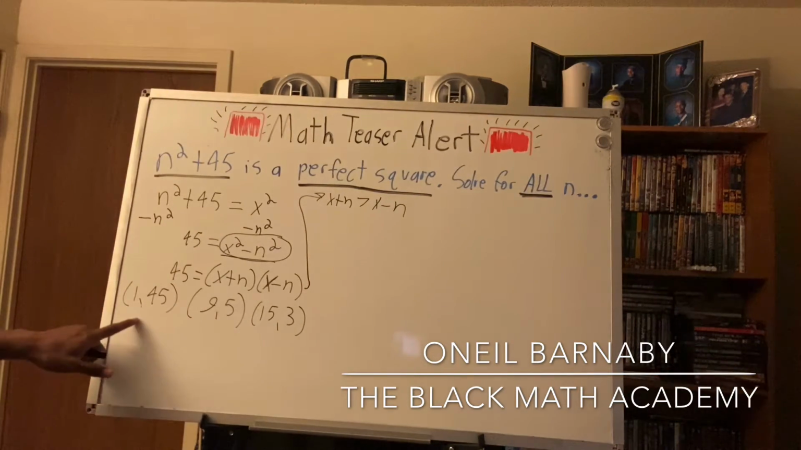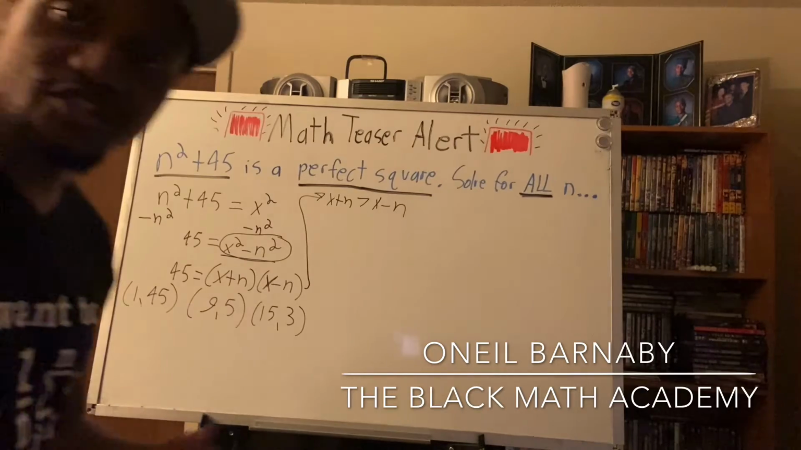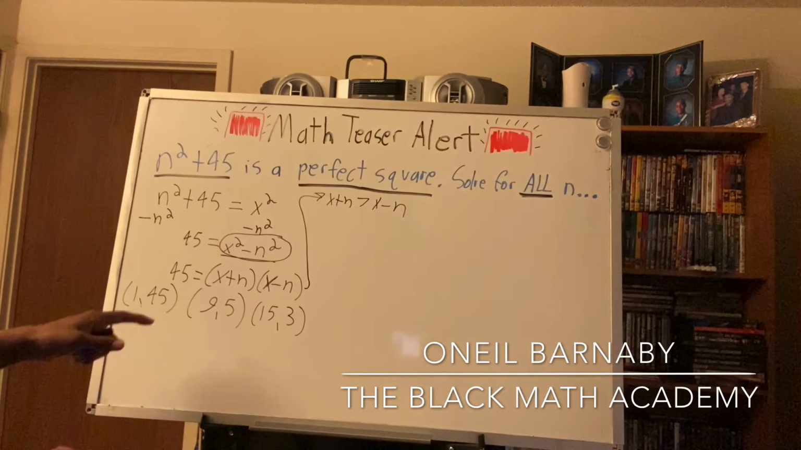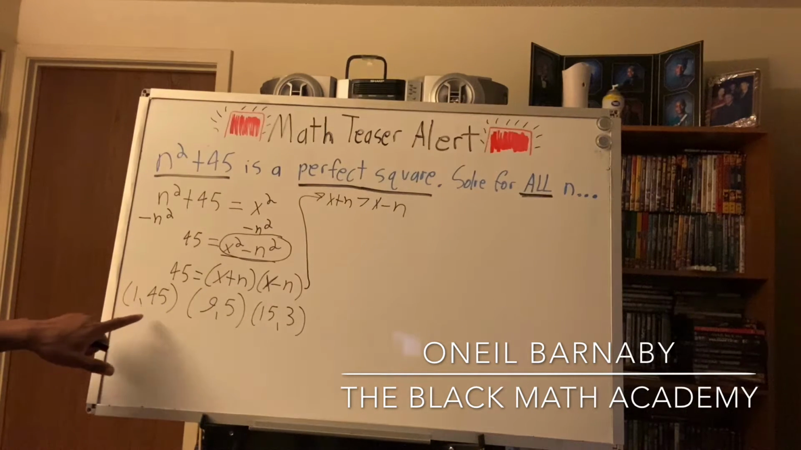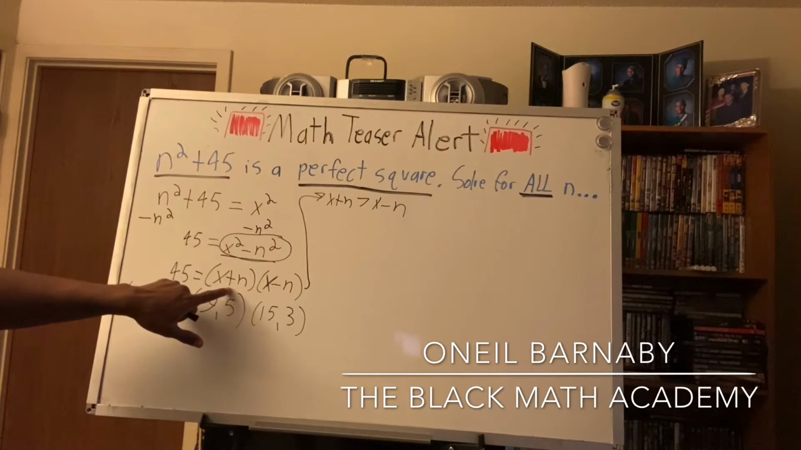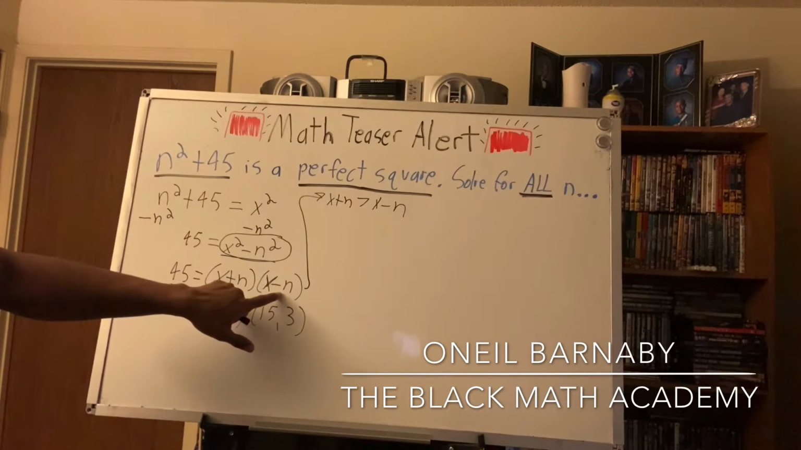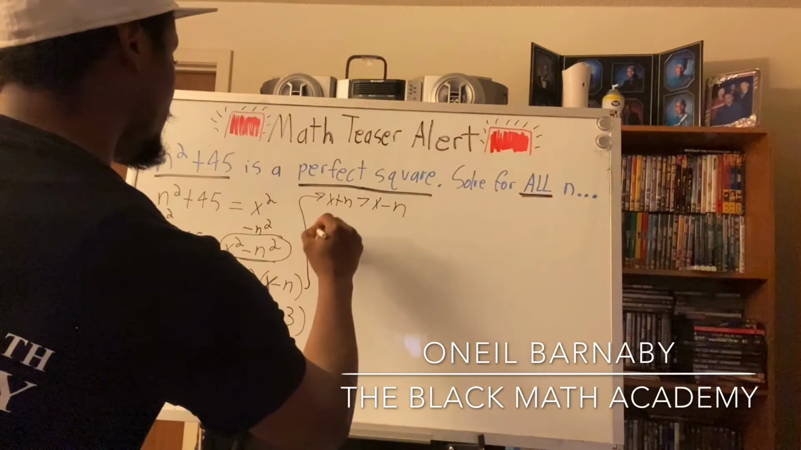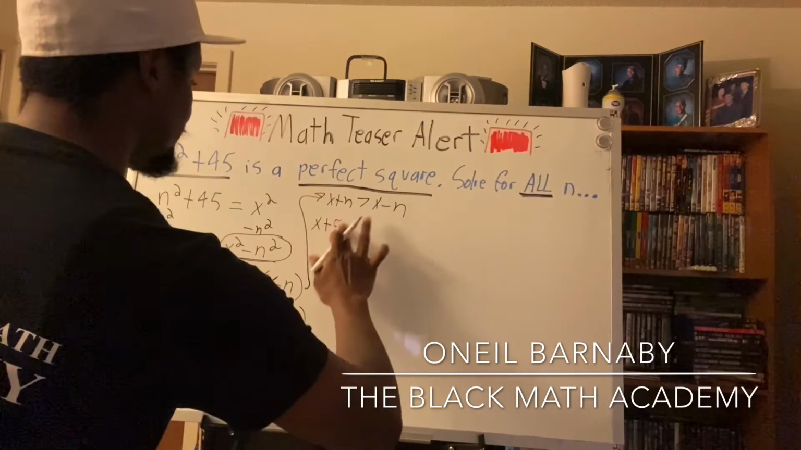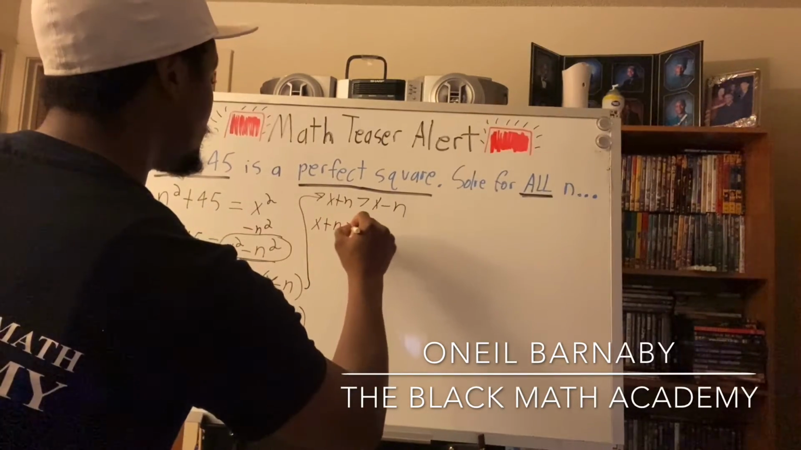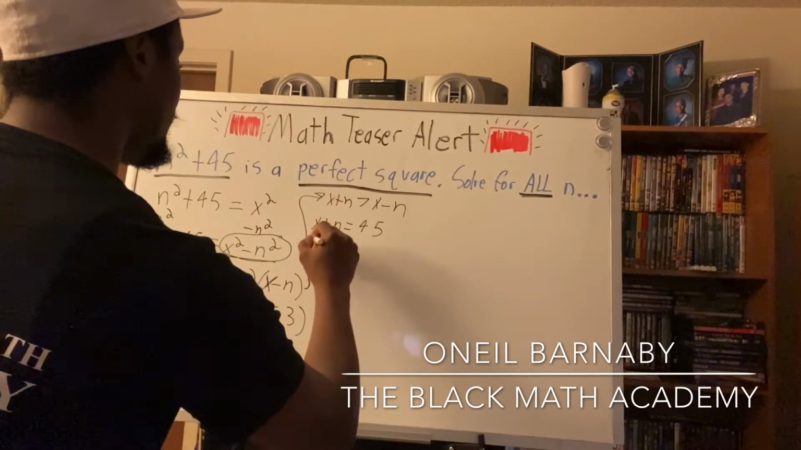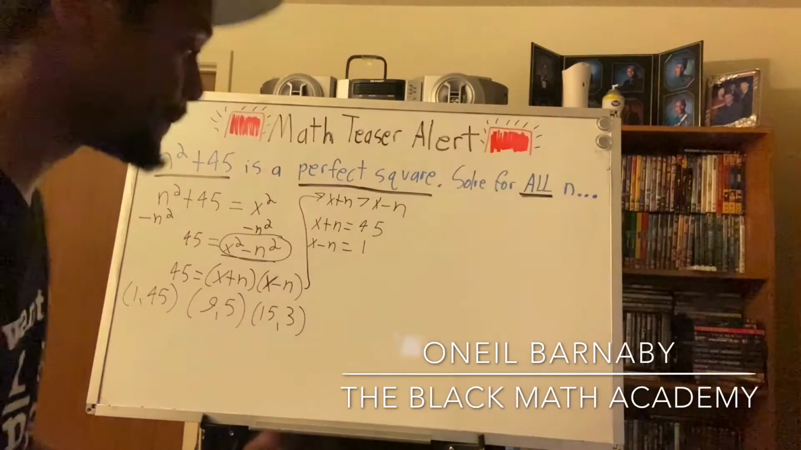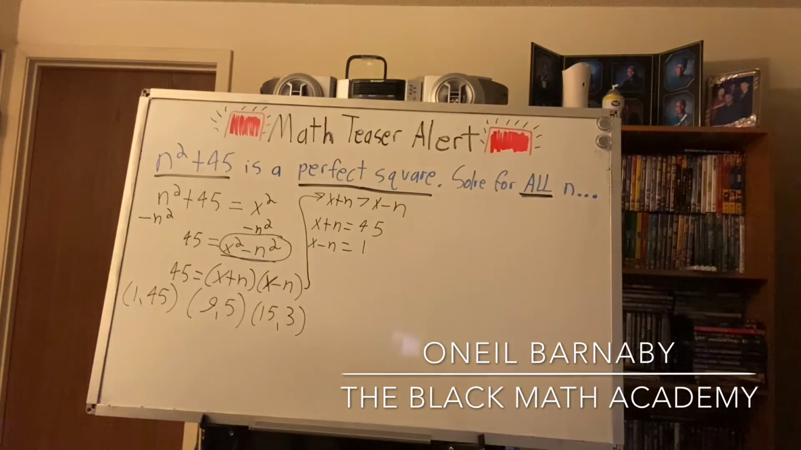Okay, cool. So we can use these 3 different pairs, substitute them in, and see where we go from there. So for 1 and 45, 45 has to be the value of x plus n, and 1 has to be the value of x minus n. So we can show that. x plus n equals 45, and x minus n equals 1. We can literally just say that based on what we proved so far.